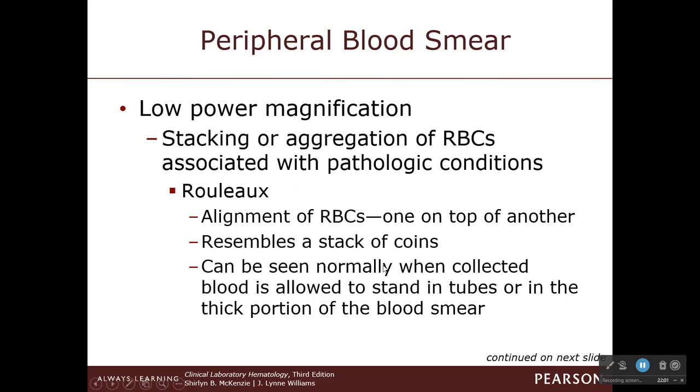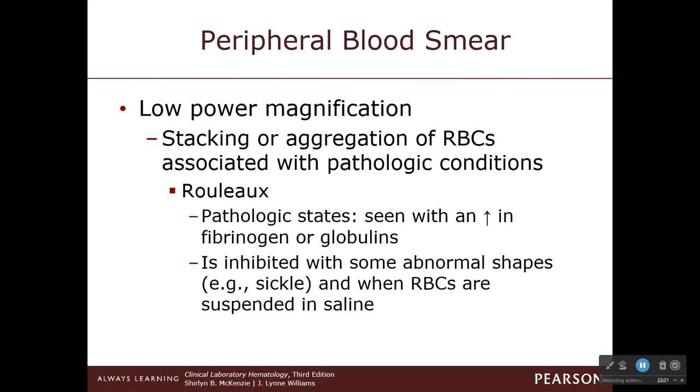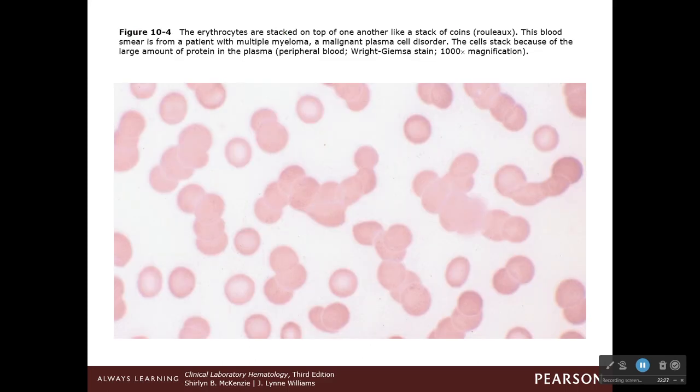And then here's the term rouleau. So this is what rouleau looks like, the word rouleau. So be familiar with it. Stacks of coins, and like we said, this disorder is associated with multiple myeloma. Okay. This is what rouleau looks like. It looks like stacks of coins. You can see they're kind of stacked on top of each other.